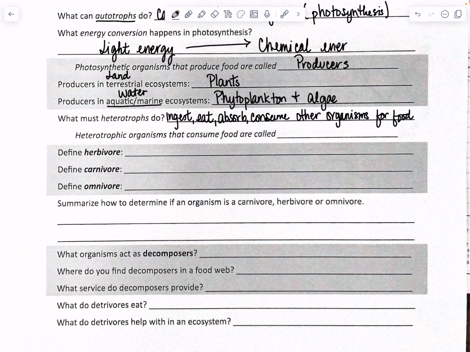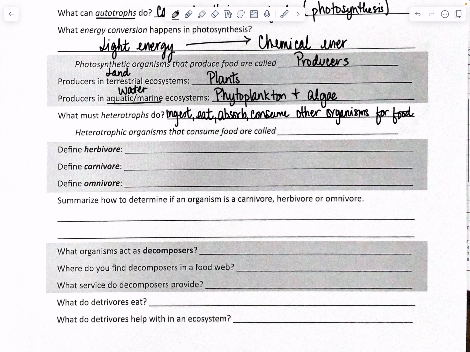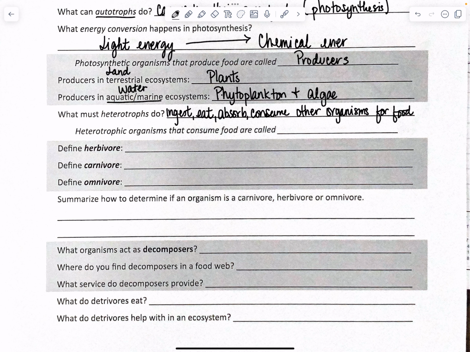Heterotrophic organisms that consume food are called a special name. We call them consumers. If you make your own food, you're a producer, but if you consume other things for food, you are known as a consumer. Okay? So there are three different kinds of heterotrophs or consumers, and it depends on their diet.